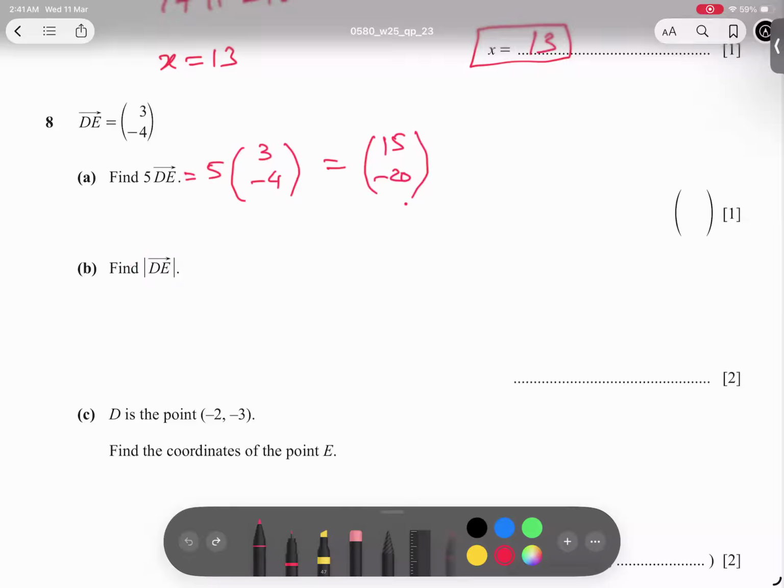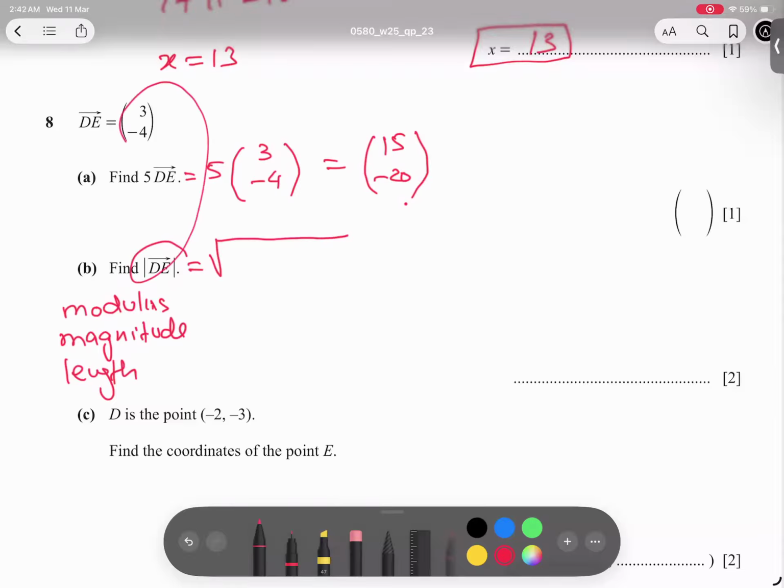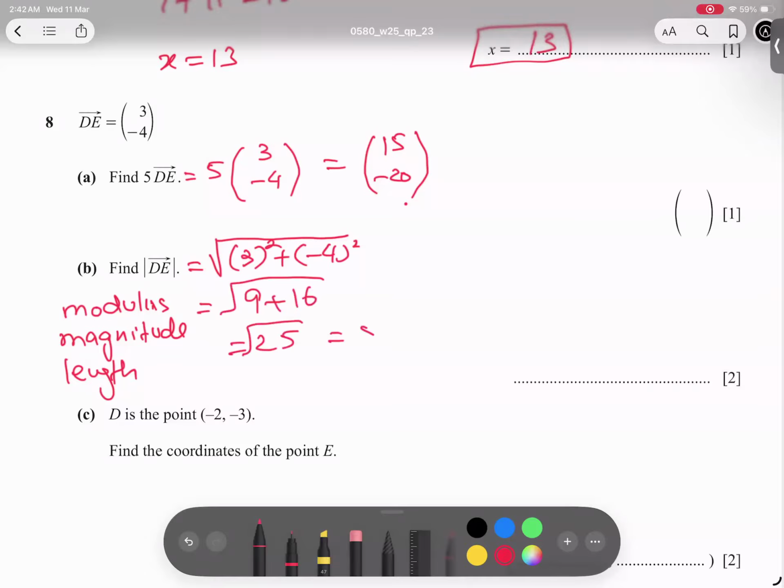What is this two line across called? Modulus. There are three names for it: modulus, magnitude, or also called length. How to find it? Like Pythagoras theorem. So D is this one. So I'm finding 3 squared plus negative 4 whole squared. 3 squared is 9, this becomes 16, and I get 25. The square root of 25 is 5 units.